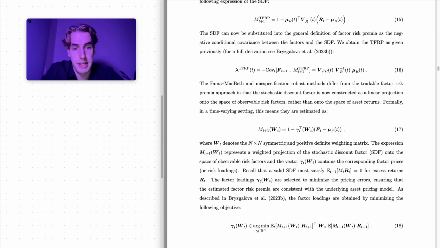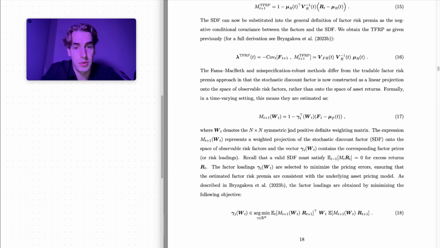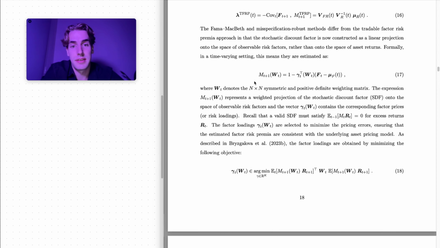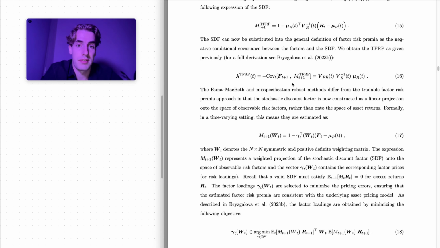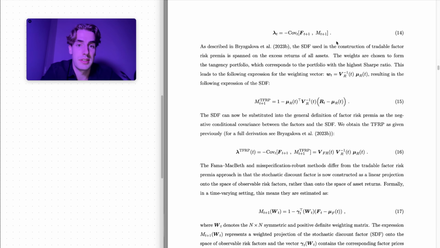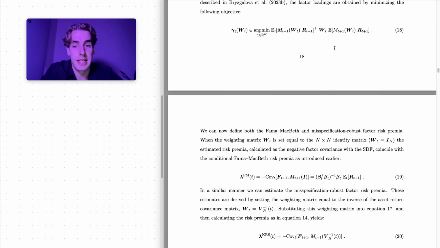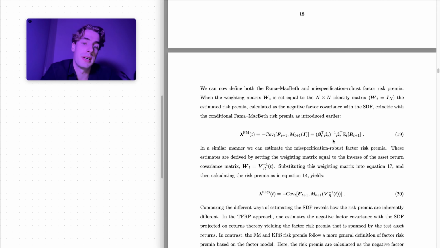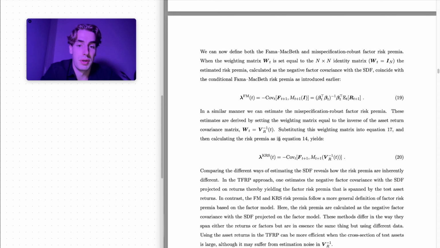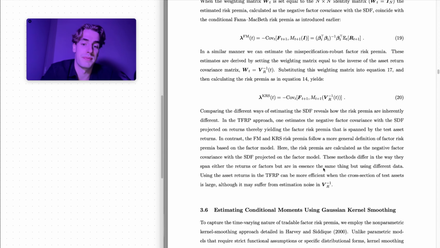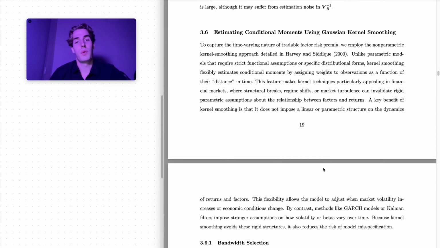We know the weighting matrix. Well, this is all more technical, but again, applying this, taking this stochastic discount factor and putting it into the general formula for risk premia, we obtain again the Fama-MacBeth risk premia, like we found before, but also the misspecification robust risk premia, which were a bit too long to include here, but it's the same as what we saw before. So the way we are estimating the conditional moments, as we started with, is done using Gaussian kernel smoothing.